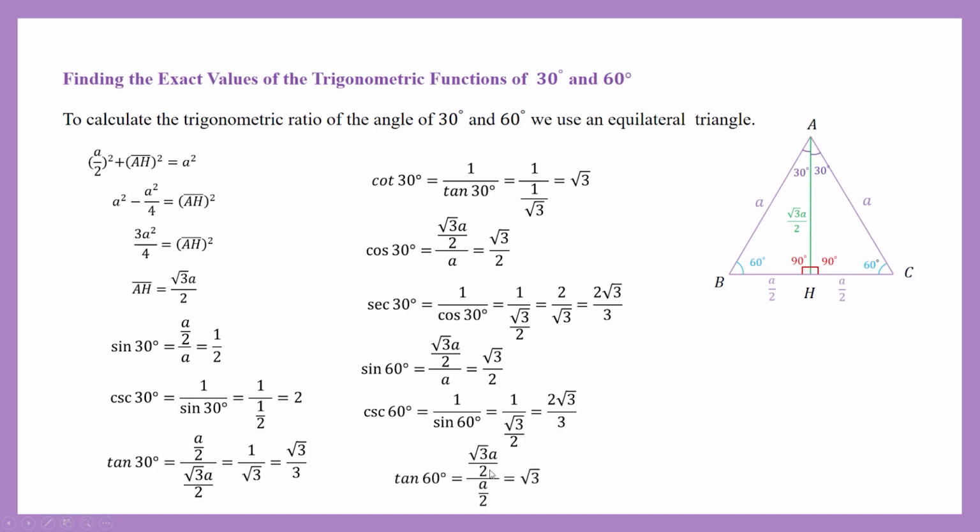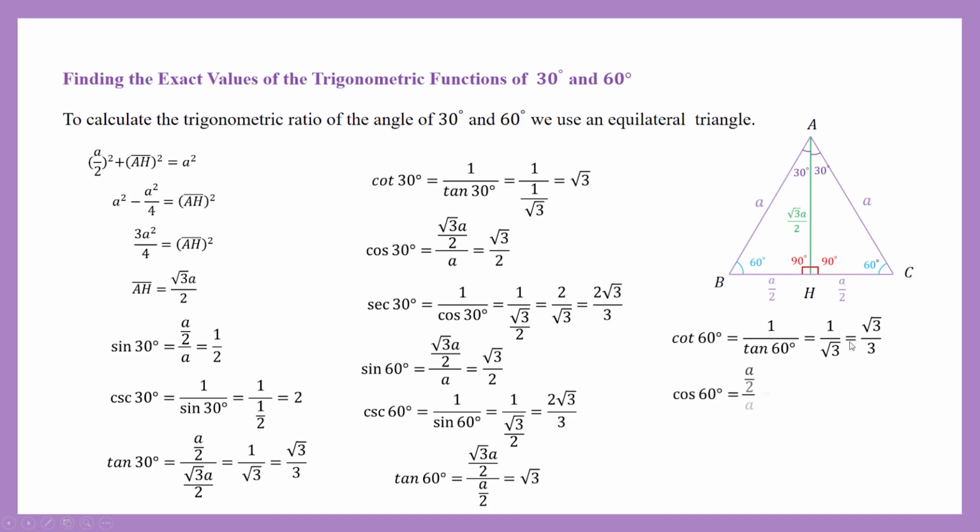Tangent of 60 degree equals to the square root of 3a by 2 divided by a by 2. If we simplify that one, we will get the square root of 3. Cotangent of 60 degree is equal to the reciprocal of the tangent of 60 degree. If we replace the value of tangent of 60 degree in here, which is the square root of 3, we will get 1 by the square root of 3. If we rationalize this fraction, we will get the square root of 3 divided by 3.